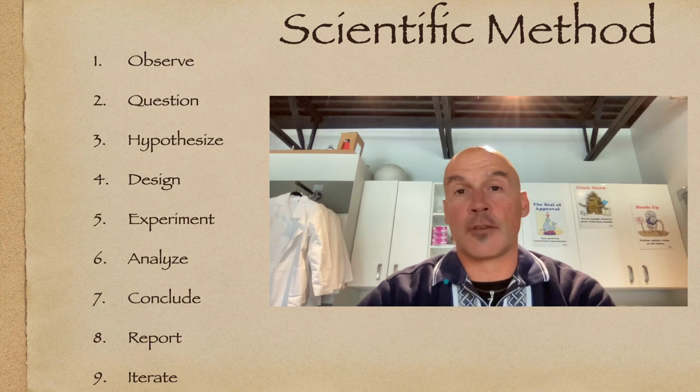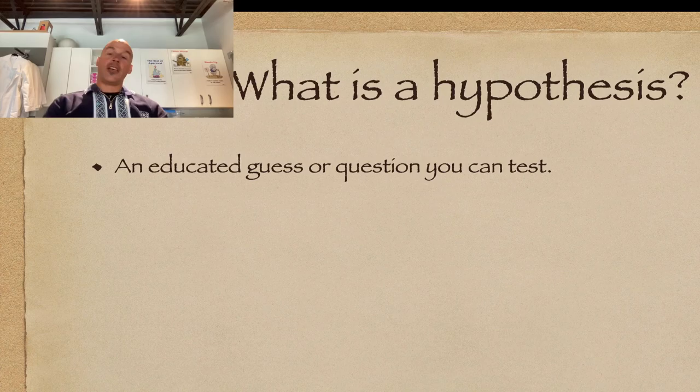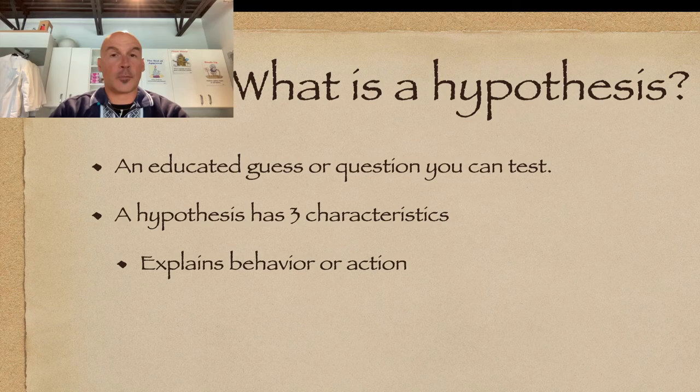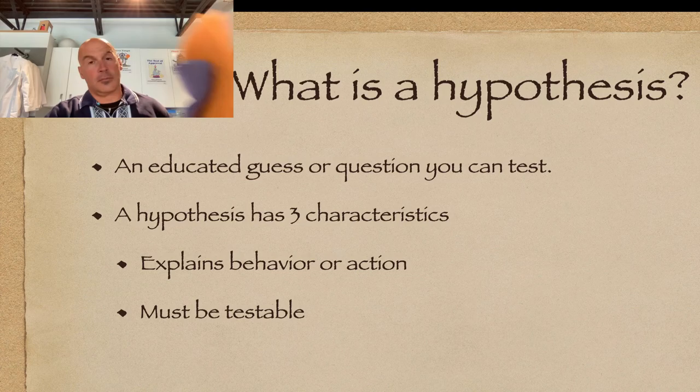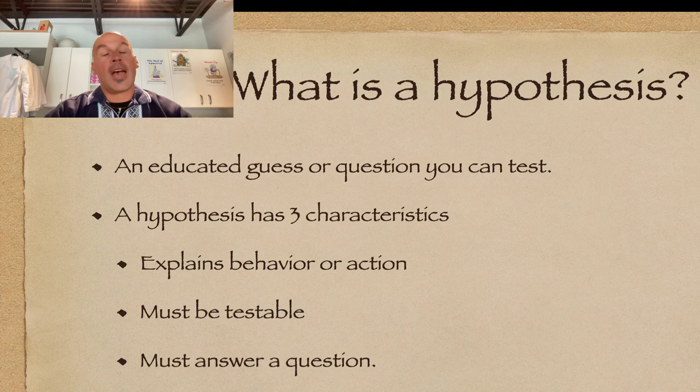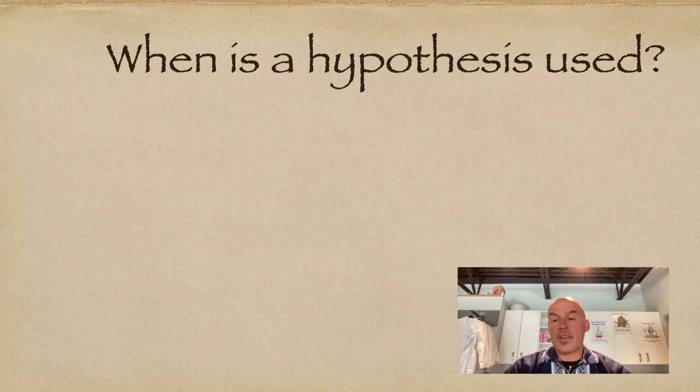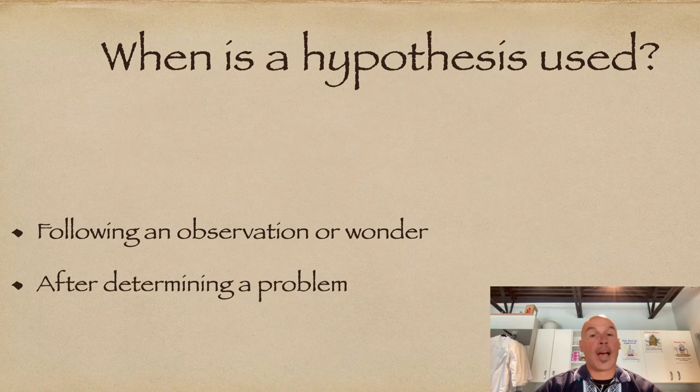All right, so what is a hypothesis? A hypothesis is an educated guess or a question that you can test. It has three characteristics. The first one is it explains a behavior or action, the mess on the table. It's got to be testable, which of these sponges is going to work. It's got to answer a question. In other words, how is it related? How is the IV related to my DV? When is a hypothesis used? Following an observation or wonder, or after determining a problem.